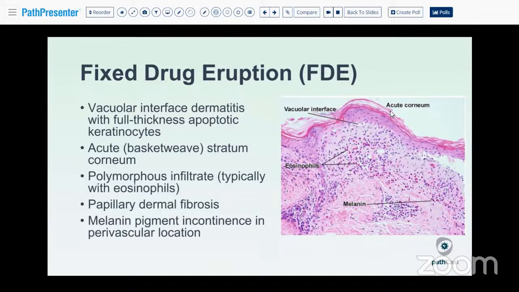Where we have the cornified layer as if nothing happened, but then we have more chronic changes in the dermis. And those chronic changes are a little bit of fibrosis, some pigmentary incontinence. And that's because with fixed drug eruption, it happens acutely when the eruption happens, but it keeps recurring at the same site. So the dermis is like, I've seen this before, but our epidermis is reacting as if it's for the first time. And our inflammatory infiltrate here, as a drug eruption, is going to be a polymorphous infiltrate, often with eosinophils.